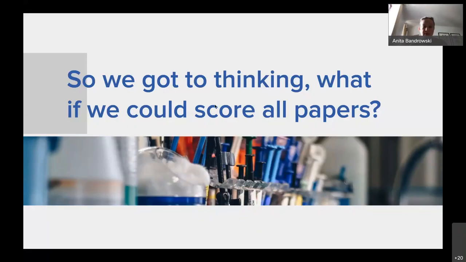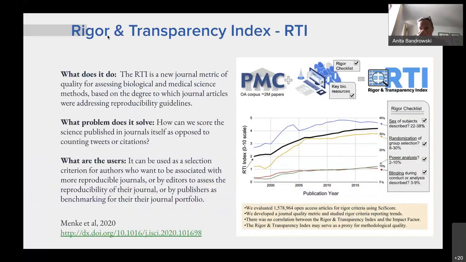So we actually got to thinking, what if we could score all papers? What would that actually look like? And so we then created the Rigor and Transparency Index. Again, this was published last year. And what this index does is it basically went through and asked the question, based on the SciScore tool, if the SciScore tool only finds 2 out of 10 of the rigor criteria in a particular paper, that paper will score a 2. If it finds 5 out of 10, it will score a 5. So what is the average score in 1990? And that answer is 2, unfortunately.